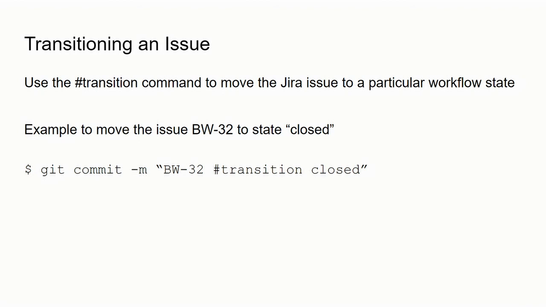Transitioning an issue is the last smart commit that our tool provides to your team. Using this tool, you can transition any issue to a particular workflow state. In this example, I transition issue BW-32 to the state closed.